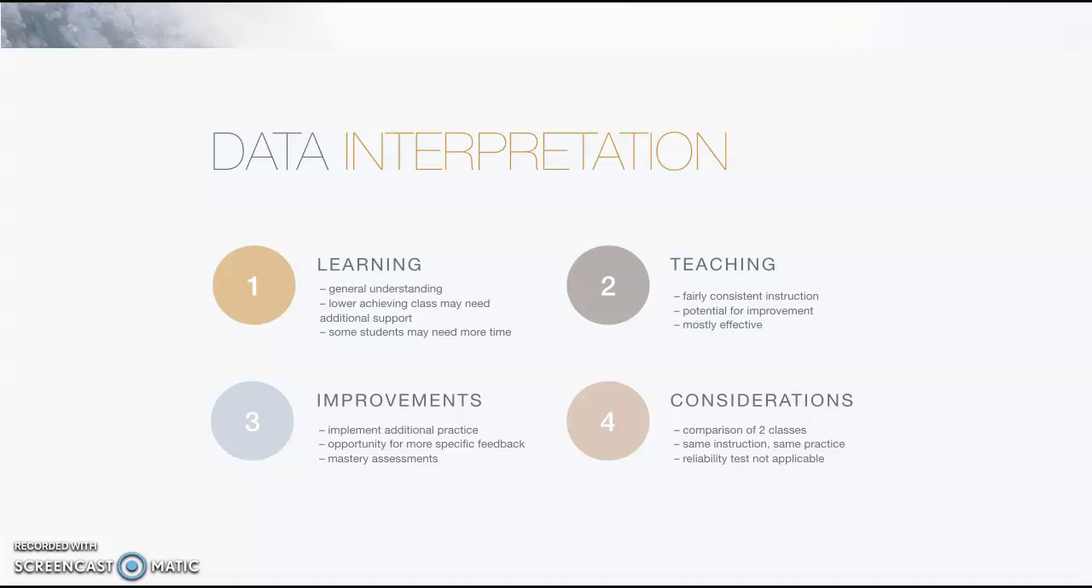Based on the things that I found when I analyzed the data, in terms of learning, I think it shows that my students have a general understanding. The lower achieving class, group 2, may need some additional support to raise the scores a bit. So going back and maybe reteaching certain areas, taking a look at the specific questions they got wrong. And additionally, I think it may just mean that some students need more time to practice with the vocabulary and verb conjugations and things like that.